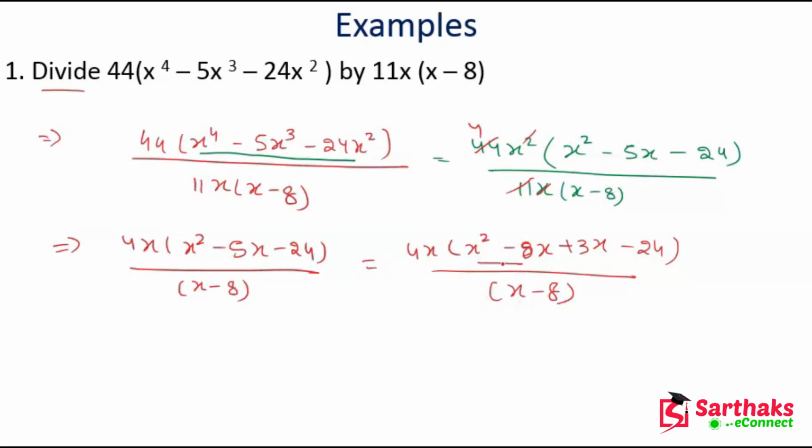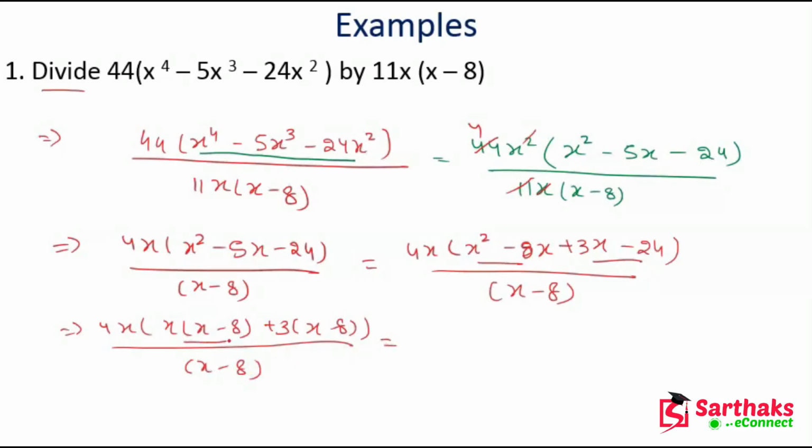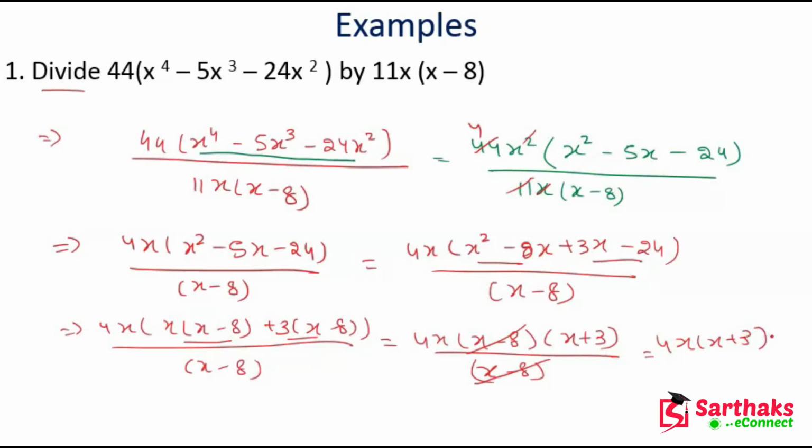Now from these two terms we can take x as common. Here we get 4x into x minus 8, and from these two terms we can take 3 as common, so we get x minus 8. In the denominator it is x minus 8. So now we have two terms again, and from these two terms we can take x minus 8 as common, so we get 4x into x minus 8 into x plus 3, divided by x minus 8. Now this x minus 8 and this x minus 8 will be cancelled, so we get 4x into x plus 3. This is the answer of this part.